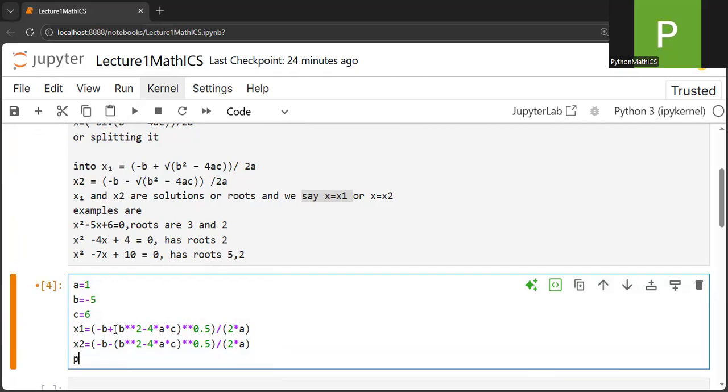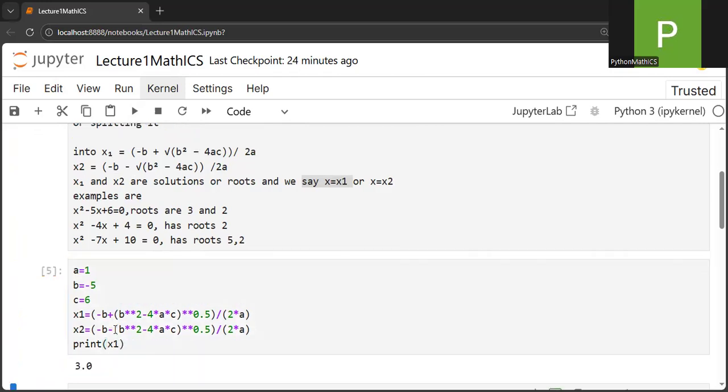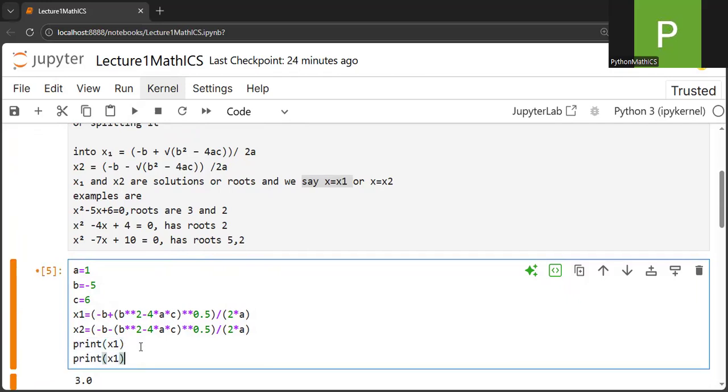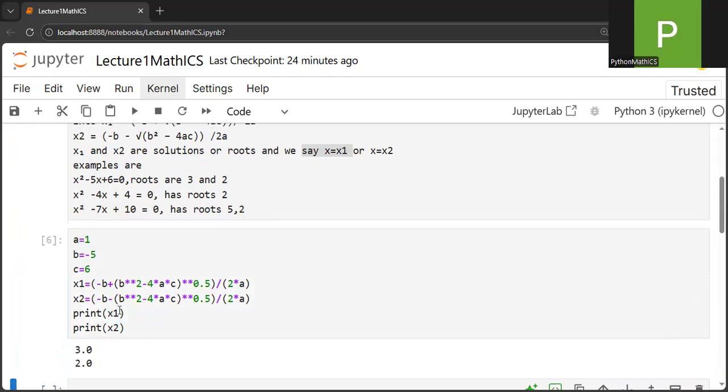Now I want to see the values of x1. So I just write print and x1. It will give me the value of x1, which is 2. Again, to find the second value, I just copy paste and write it like this. Because this is x2, I will write x2, and we see the two roots are 3 and 2. Okay, now how simple it is. If you look at this, Python is very, very simple.